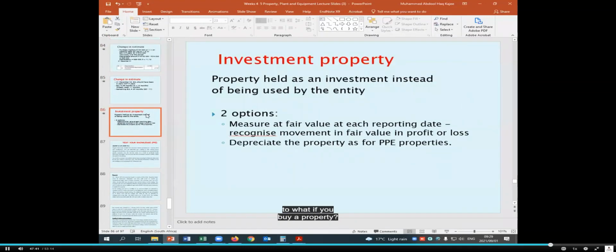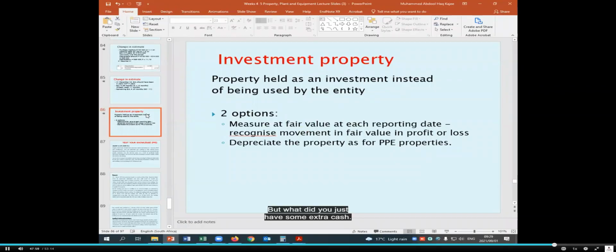What if you buy a property? So for example, if you buy a property, a building, and you use it for your business, for the administration of your business, that's held for you. So you are using it to carry out your business work. That we know is property, plant, and equipment.